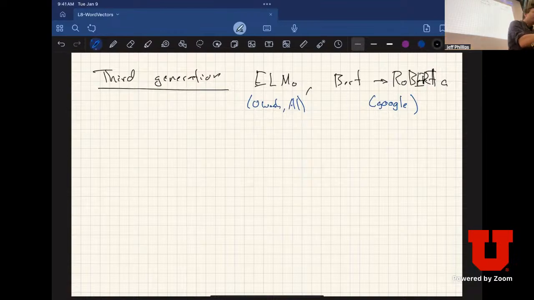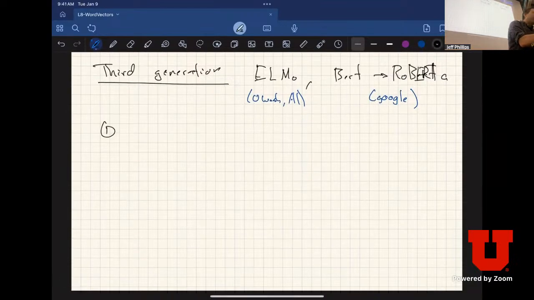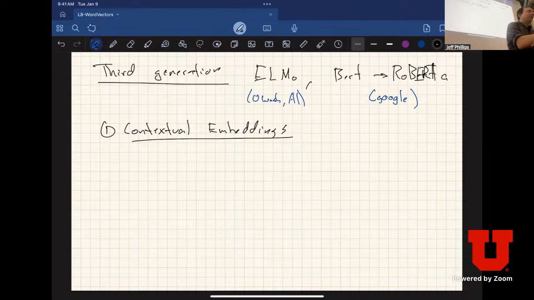Okay, and there were two main ideas here. The first one is contextual embeddings. Okay, and the problem this was solving was that of words, so homonyms, okay, these are words like the word apple. Like apple is a fruit, it's also a company, right?